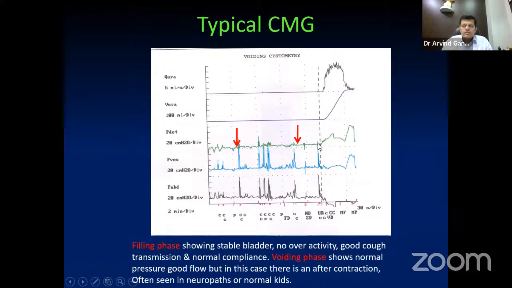Coming to the voiding phase, you see that the patient has voided with a bell-shaped curve. Q ura or V ura typically shows what the voiding phase is like. It is a bell curve and a smooth uptick of the curve, so that means there is no obstruction. There is one after-contraction, which is typically seen in normal kids as well. But most of the time in adults, you will not see this after-contraction. So he has voided with a pressure of approximately 20 centimeters of water with a good flow. So we can pass it off as a normal CMG finding.